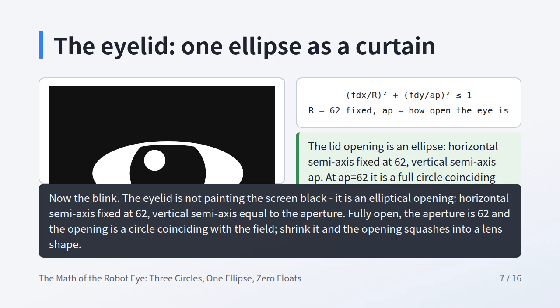Now the blink. The eyelid is not painting the screen black, it is an elliptical opening, horizontal semi-axis fixed at 62, vertical semi-axis equal to the aperture. Fully open, the aperture is 62 and the opening is a circle coinciding with the field, shrink it and the opening squashes into a lens shape.